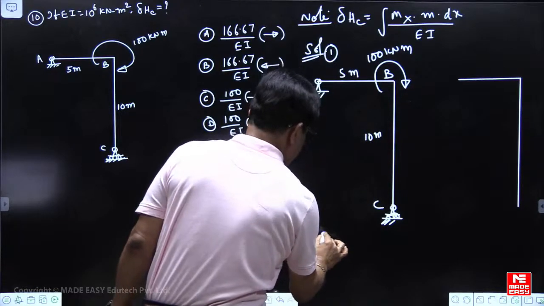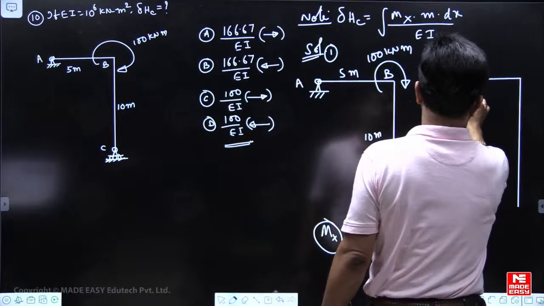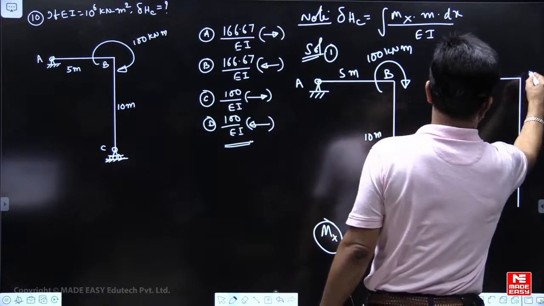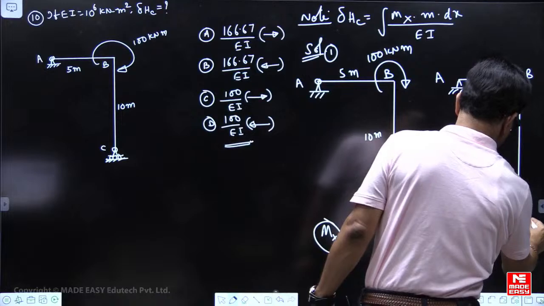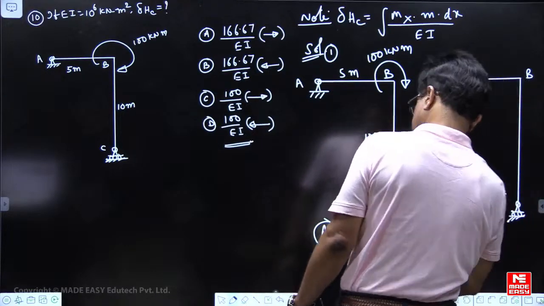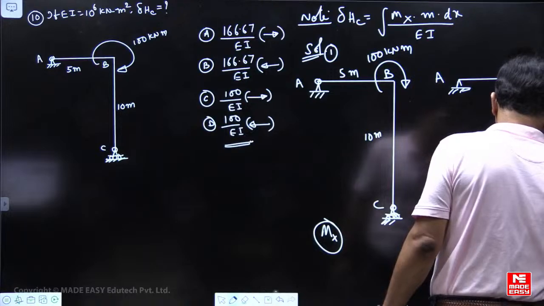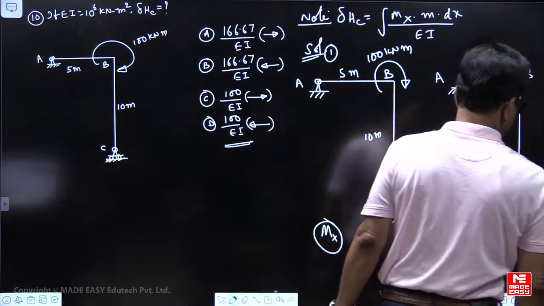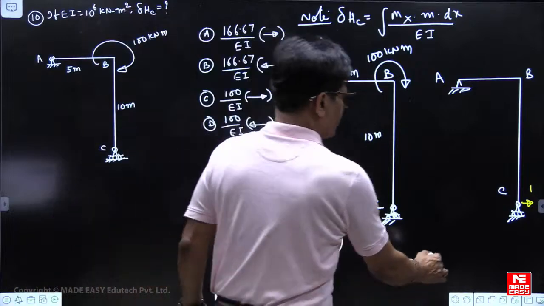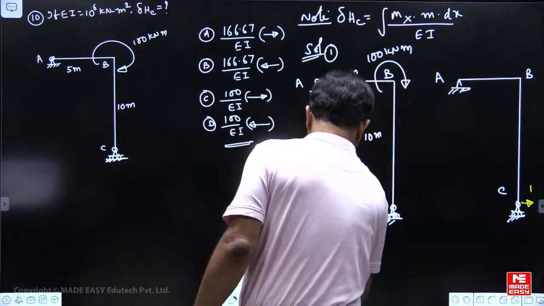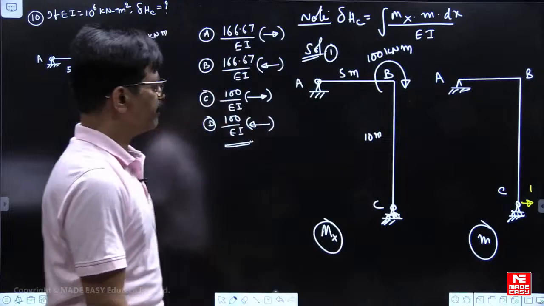This is your MX diagram. And you have to apply unit load here. That one has no units. This is small m diagram. Okay.